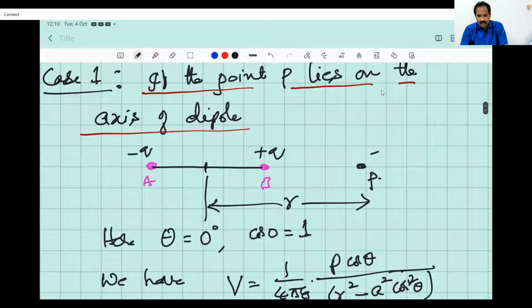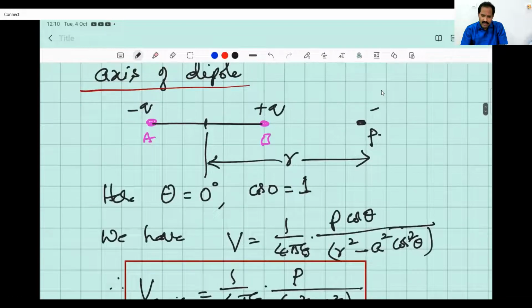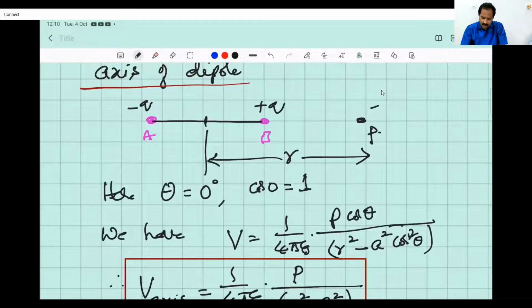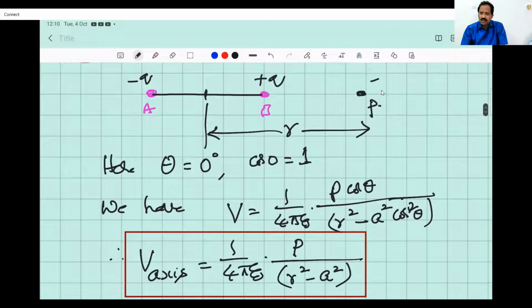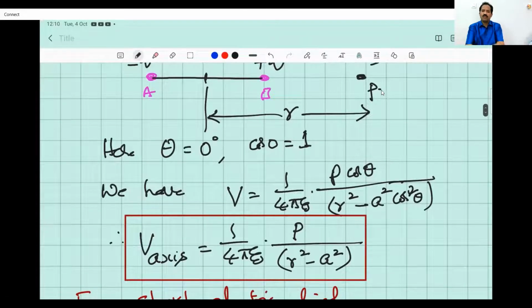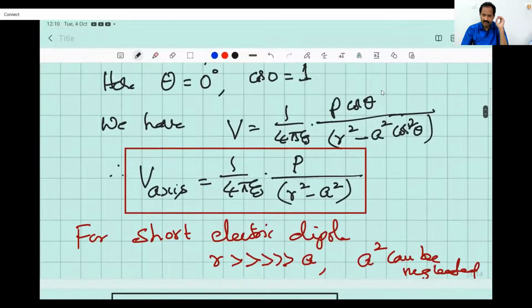Now here theta is equal to 0, cos 0 is equal to 1. That means V is equal to 1 by 4 pi epsilon naught P cos theta divided by R square minus A square cos square theta. Now V means potential on the axis. Is it clear? V means electric potential on the axis of the dipole. So V axis is equal to 1 by 4 pi epsilon naught into P cos theta, cos 0 is 1, divided by R square minus A square, again cos 0 is 1. So the potential on the axis becomes 1 by 4 pi epsilon naught P by R square minus A square.